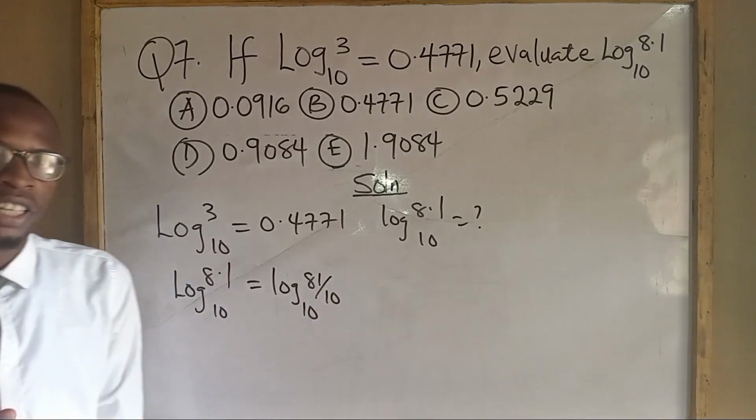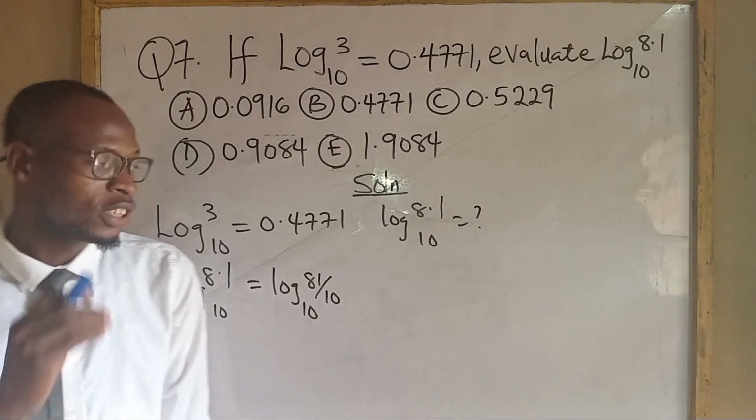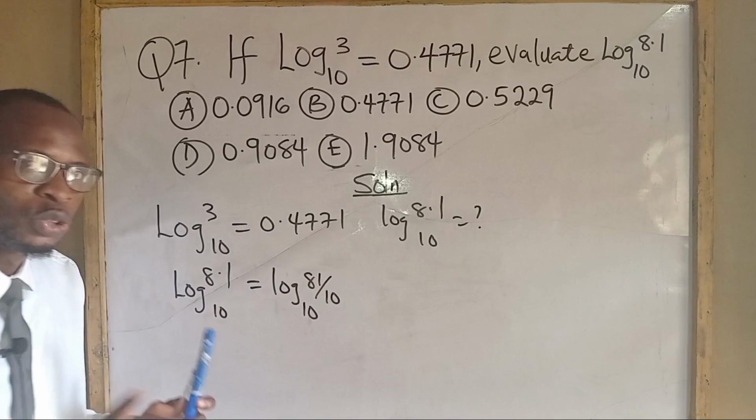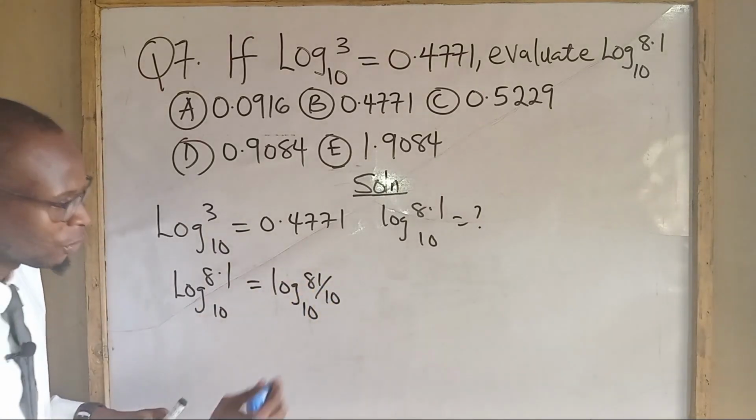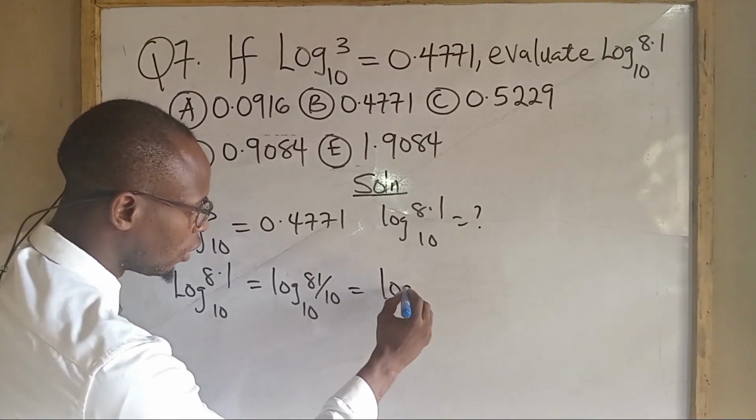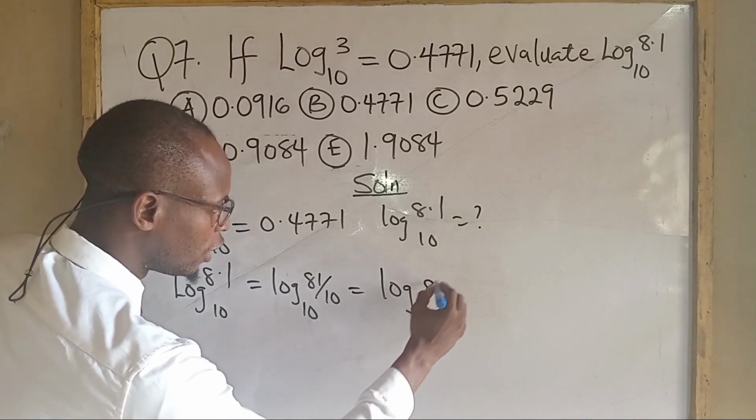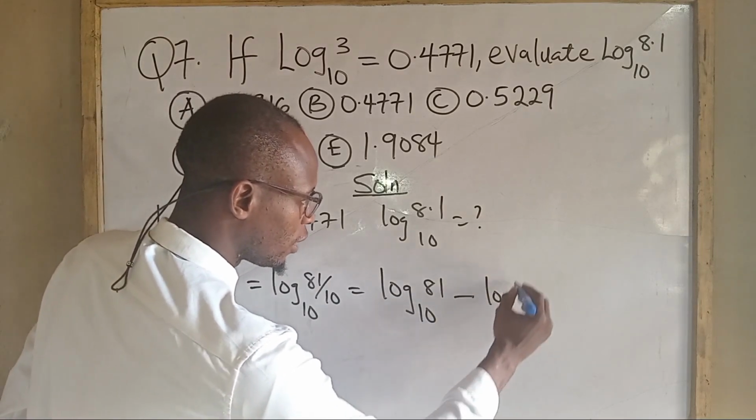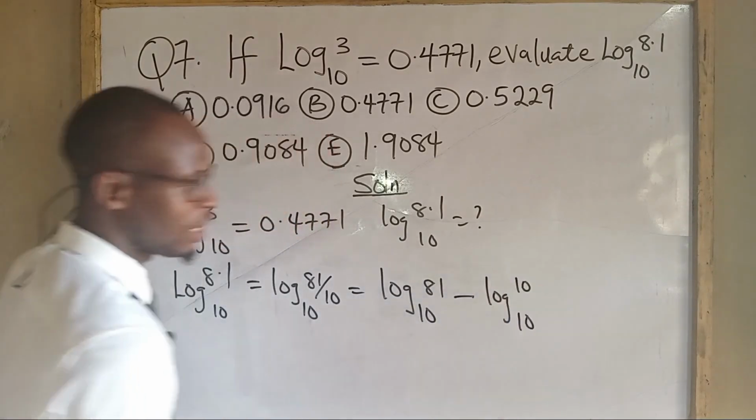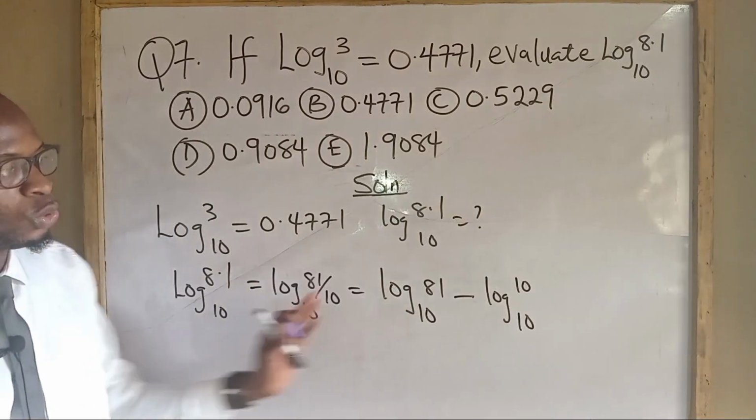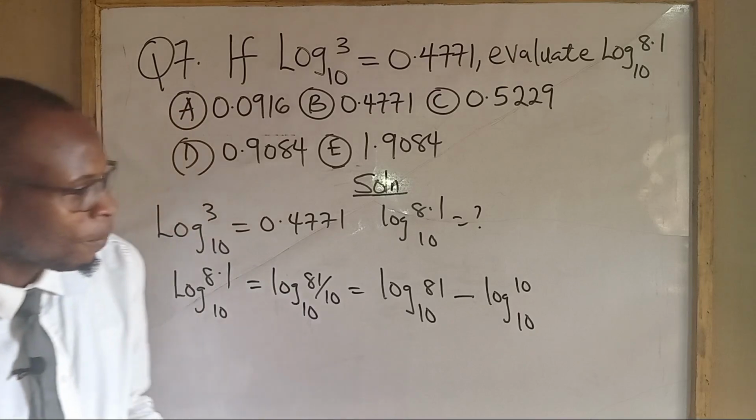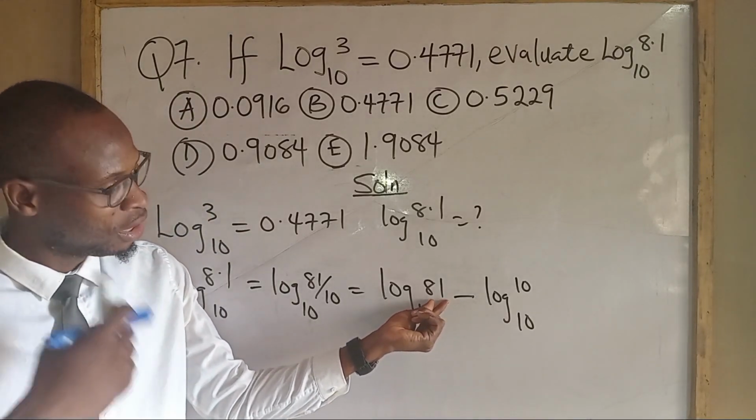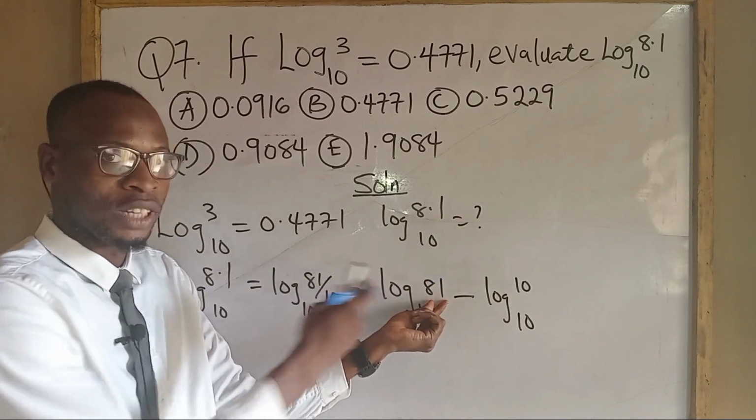So in the rule of logarithm, whenever you have a division sign, it changes to subtraction. So we can split this 81 over 10 into separate logs. So we will have something like this: log 81 in base 10 minus log 10 in base 10. You can see I've split this 81 over 10 into separate logarithms. Now the next thing for us to do is to convert this back to exponential form, because 3 can actually go into 81. So that's 3 raised to the power 4.